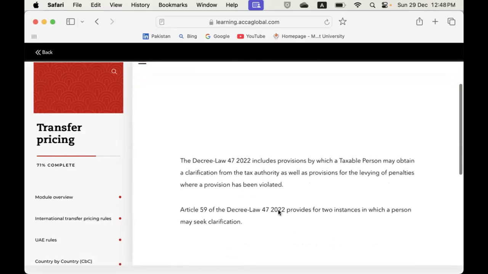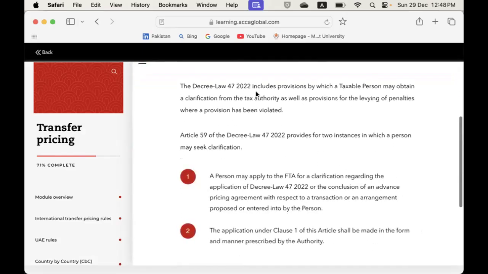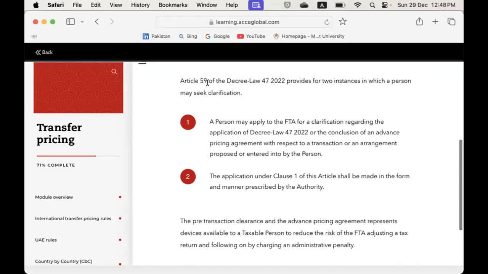Now we are coming to dispute resolution mechanisms. The Decree Law 47 includes provisions by which a taxable person may obtain a clarification from the tax authority. Guys, this is very important, especially for the larger entities, because they are heavily exposed to transfer pricing risks, as well as provisions for the levying of penalties where a provision has been violated. So, honestly speaking, nobody cares about the latter articles, especially the administrative articles, but for multinational enterprises, for larger entities, these articles are very, very critical.